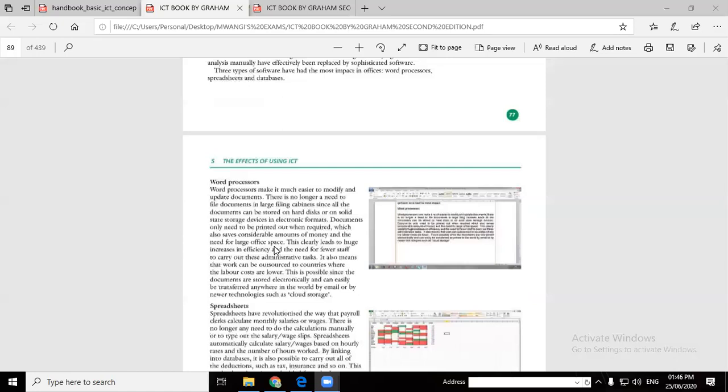In that case, there is no need to file documents in large filing cabinets. You don't need those cabinets, since all the documents can be stored on a hard disk or solid state storage device in electronic formats. You can even store your documents online through Google Drive, and so on. So now those employees who were employed to take care of these cabinets are getting their jobs taken over by ICT.